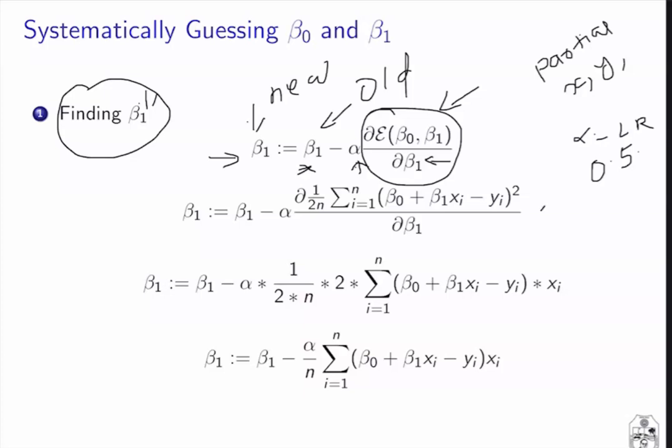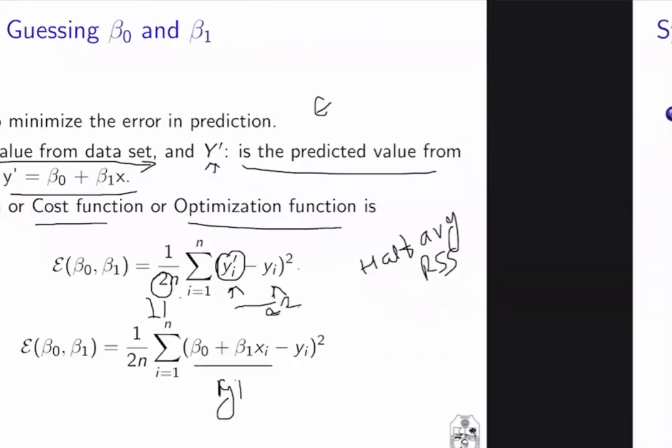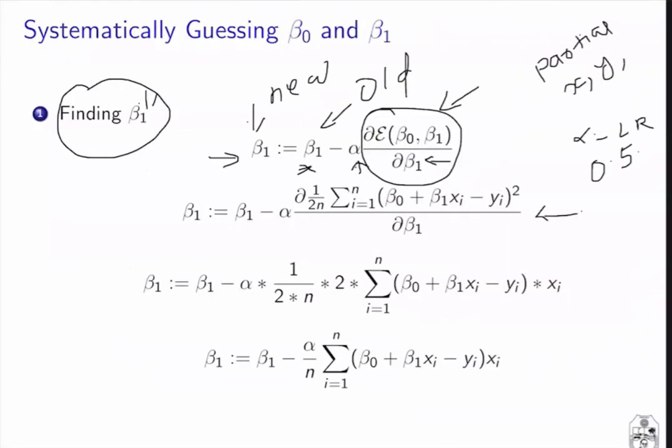Now in the second equation, I substituted the error function that I have defined here, which is nothing but half of the average of the residual sum of squares, and I have taken the partial derivative. I think from the 12th standard you know how to take the partial derivative.